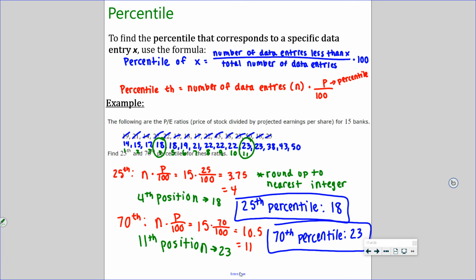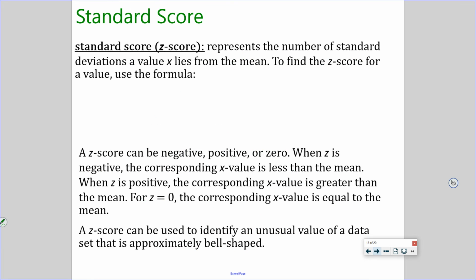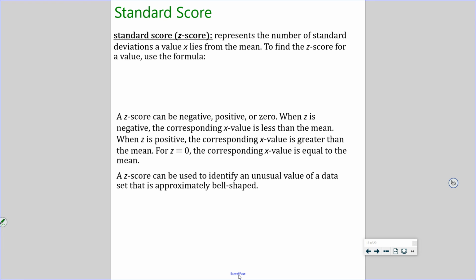Okay, one last thing we need to talk about in chapter 2, and this is a pretty commonly used statistic, I'd say. It's something called a z-score. In short, it's the number of standard deviations a value lies away from the mean. If we think about this on a bell-shaped curve, here's my bell-shaped curve, and these down here are z-scores.